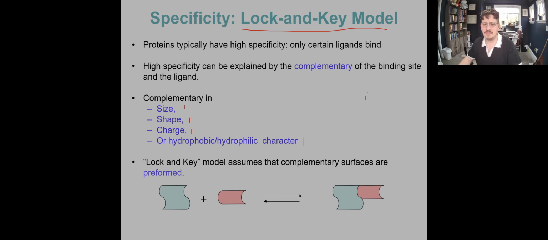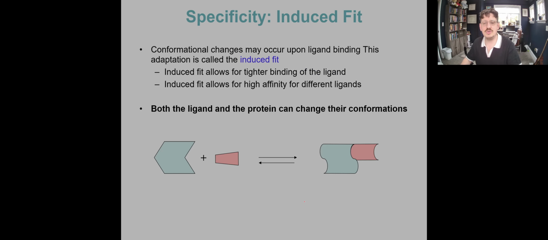But it does make the assumption that things always fit perfectly. And we find that that isn't really the case. We actually find that the induced fit model also is very true. And that is the idea that when things bind, like the protein and the ligand bind, they change in order to fit each other better. Both of them will change to fit each other better.